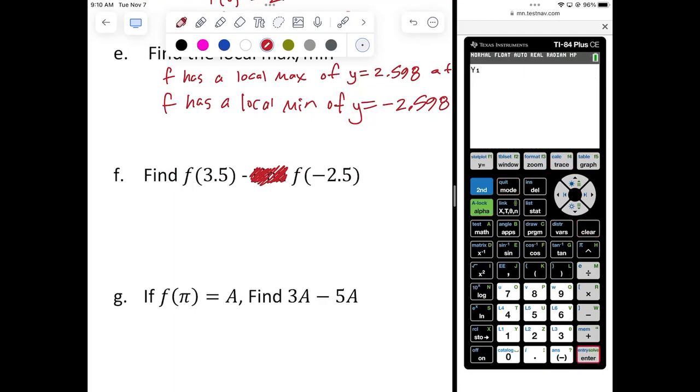Alpha trace number 1 of 3.5, and we can write it down underneath there, 40.5, minus, and then we can do it again, alpha trace number 1 of negative 2.5, and then we get negative 40.5. And then we can come back to our home screen, and we know that that's the same as 40.5 plus 40.5. And I think we can add those in our head, but let's say that they were ugly numbers. Then we have to type them back in. 40.5 plus 40.5, and we get 81.